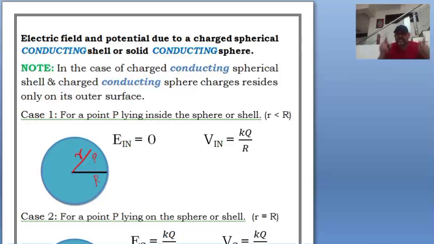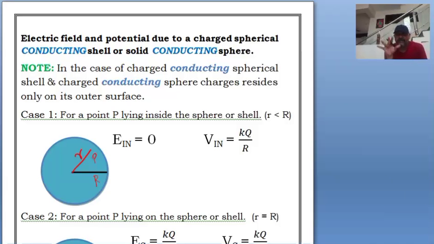Therefore, even though it is a sphere, we have to consider only the surface charge density, not the volume charge density. I stress, I repeat, we have to consider the surface density of charge, not the volume charge density, because the charges do not reside anywhere inside. The charges will reside only on the outer surface.